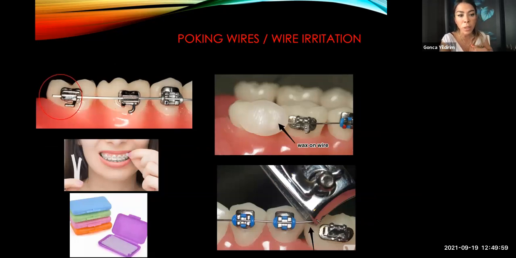If the patient cannot do it like this, the patient can use wax on the distal side of the tube. Or if the orthodontic wax is lost, I recommend my patients use sugar-free hard gum. It can be softened by the temperature of the body, and it can be placed like orthodontic wax on the distal of the wire. Also at home, if the patient cannot do either, I recommend my patients use nail clippers to cut the wire from the end of the poking side.